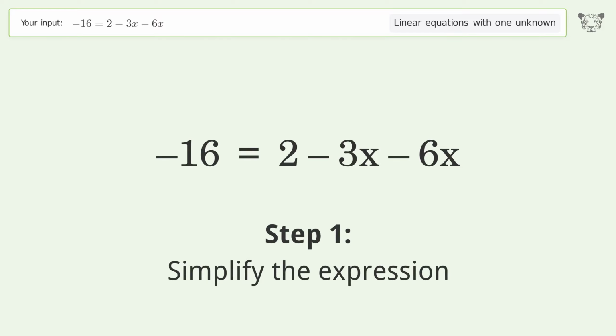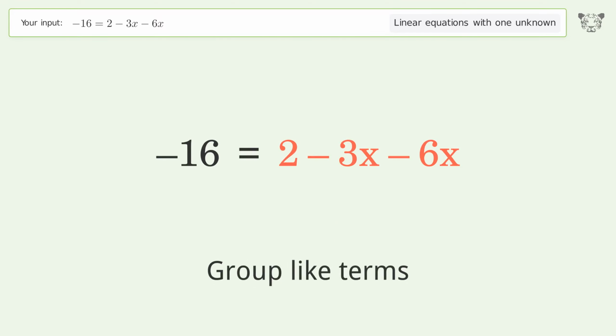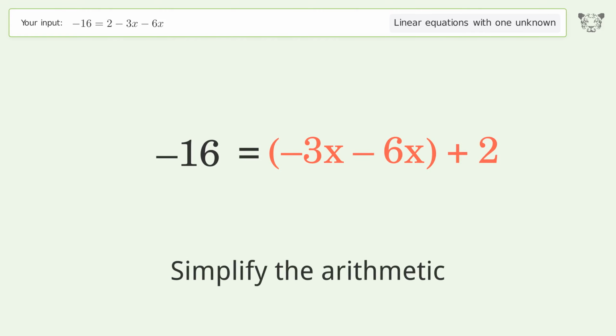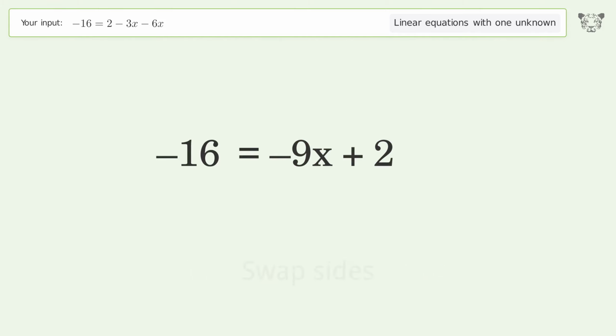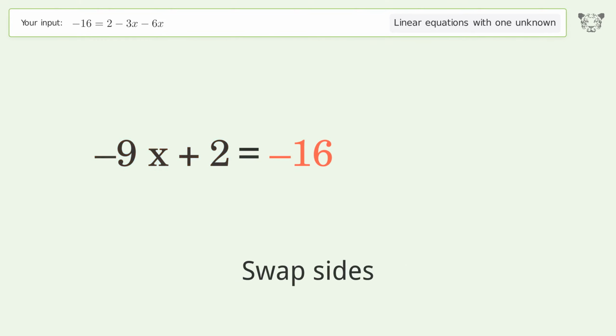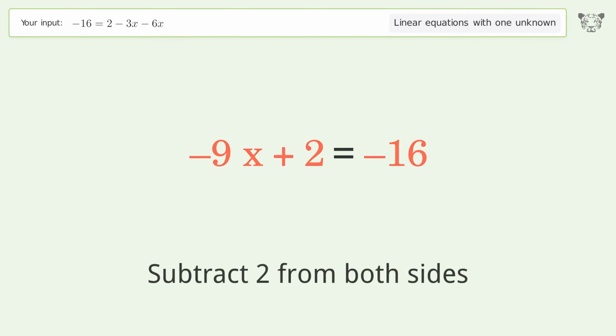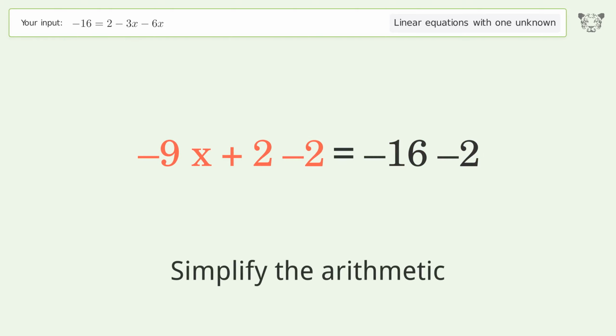Simplify the expression. Group like terms. Simplify the arithmetic. Swap sides. Group all constants on the right side of the equation. Subtract 2 from both sides. Simplify the arithmetic.